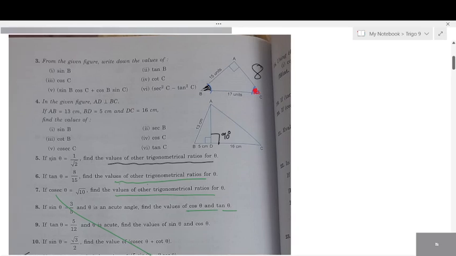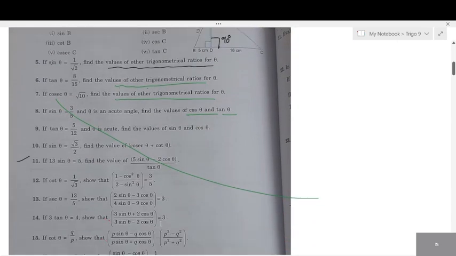Now only one question is different here. Out of all the questions, look at the 11th one. What is given in the 11th one? 13 sine theta is equal to 5. Can you see they have given an equation? You have to substitute and find the answer.